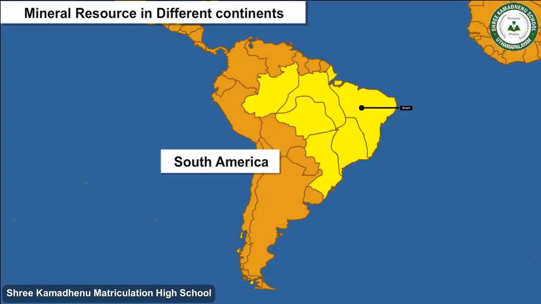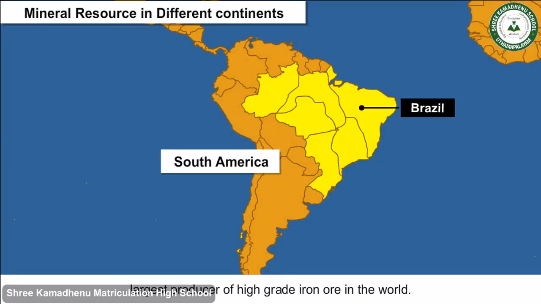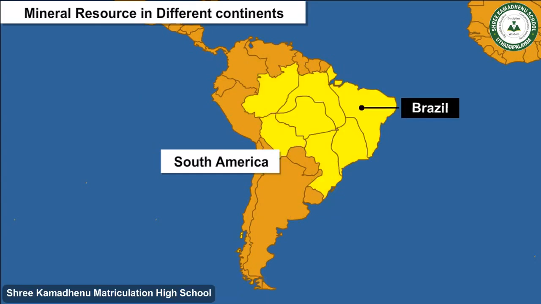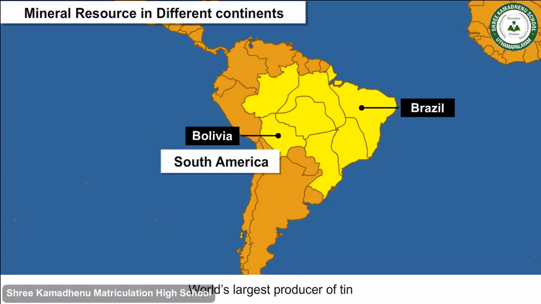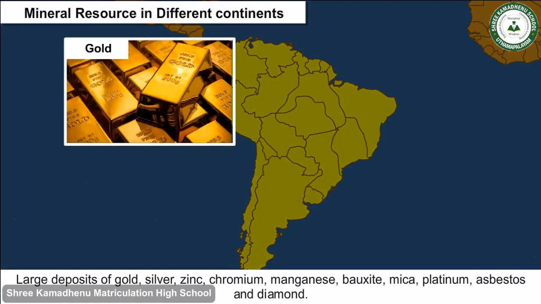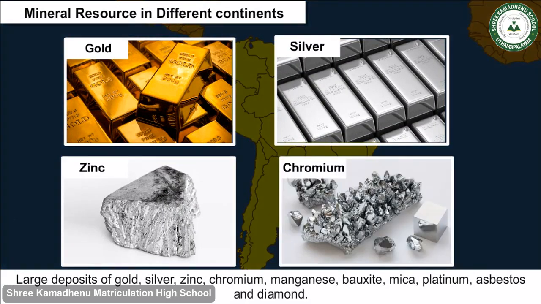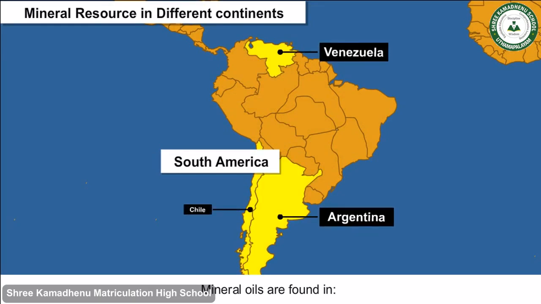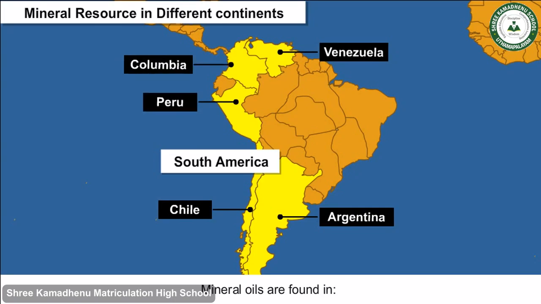South America: Brazil is the largest producer of high-grade iron ore in the world. Chile and Peru are producers of copper. Brazil and Bolivia are the world's largest producers of tin. South America has large deposits of gold, silver, zinc, chromium, manganese, bauxite, mica, platinum, asbestos, and diamond. Mineral oils are found in Venezuela, Argentina, Chile, Peru, Colombia.